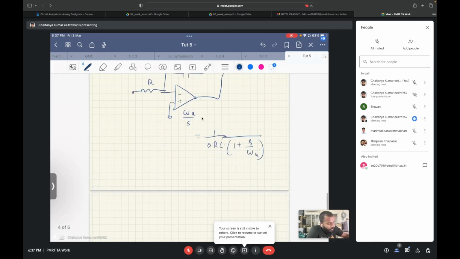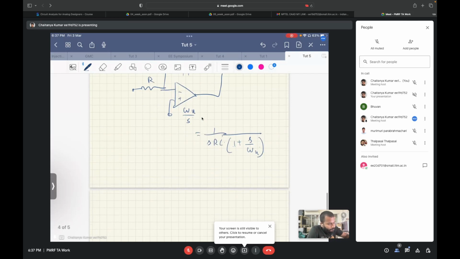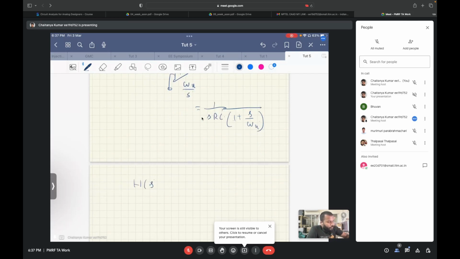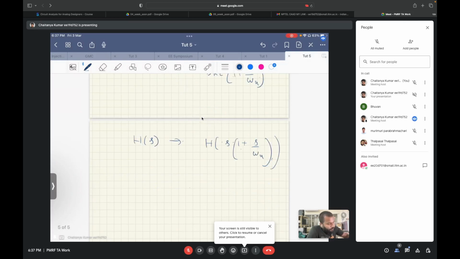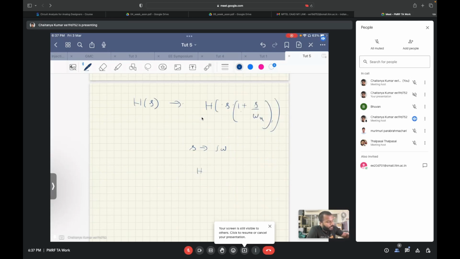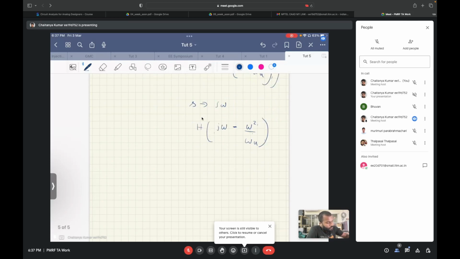And then we said that since h of s, we replaced it by h of s into 1 plus s upon omega u. And for finding the magnitude response, we replaced s by j omega. So our j omega axis deviated from j omega to j omega minus omega square upon omega u, right? So this was something like this.